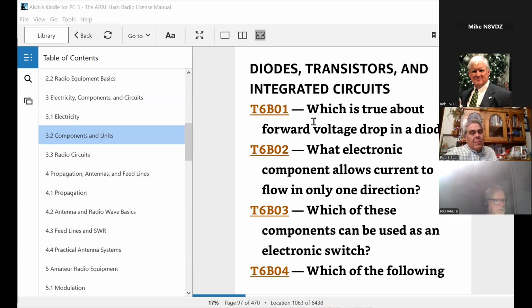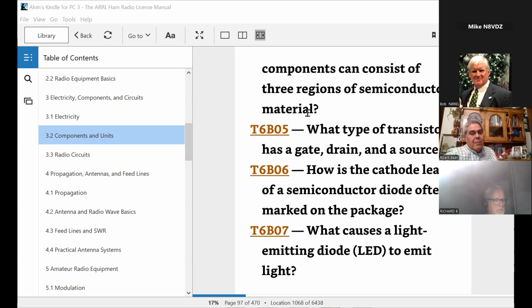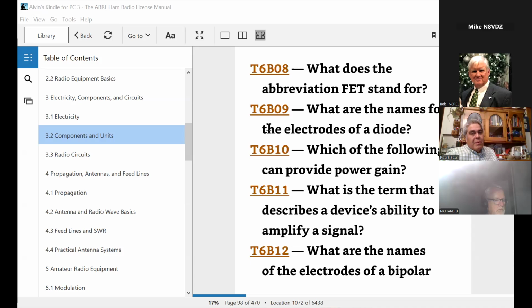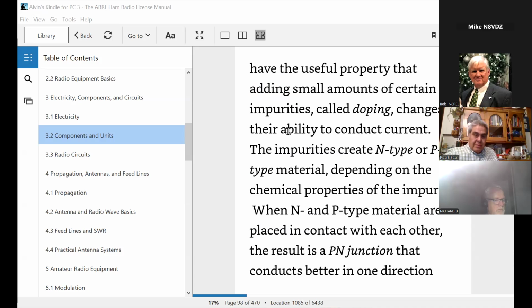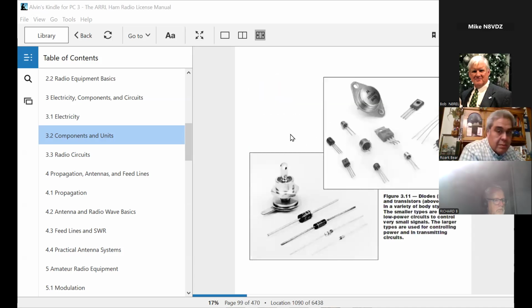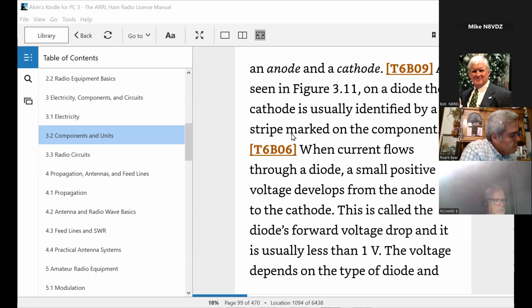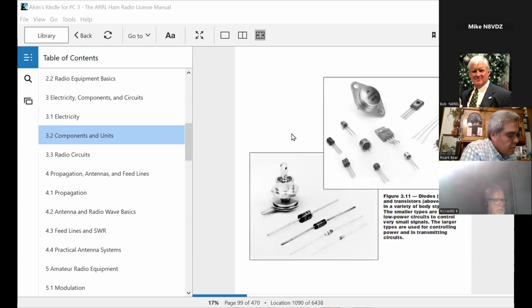Okay. All right. These little insects, which weren't around until the 1950s, pretty much replaced tubes, except in high power things.